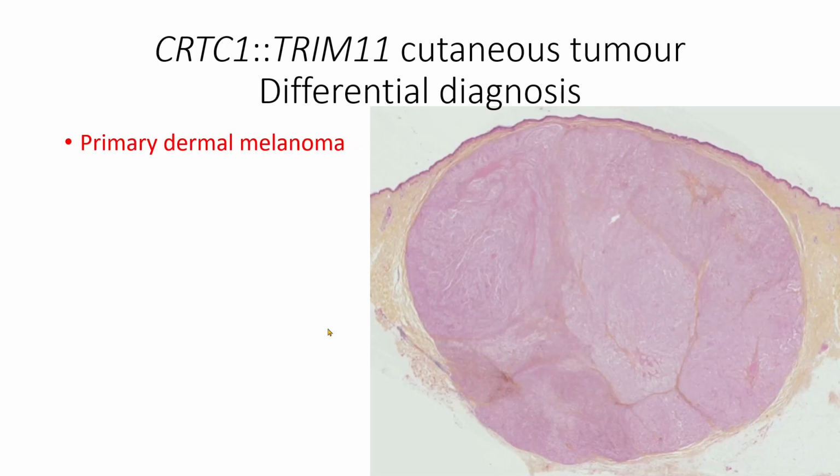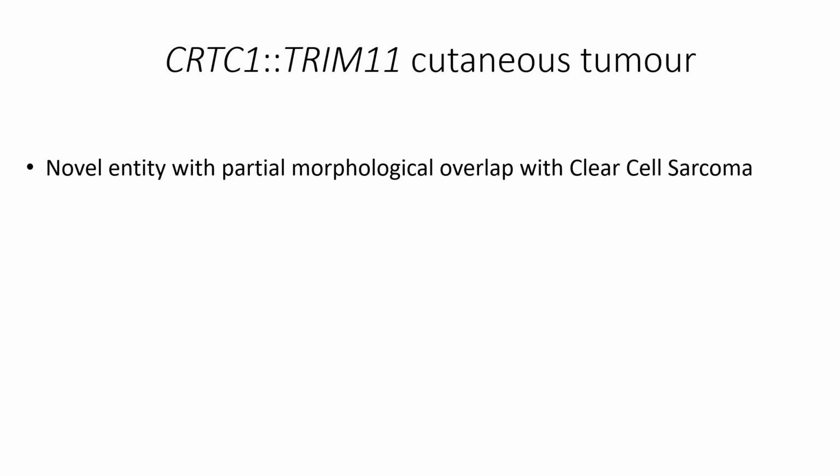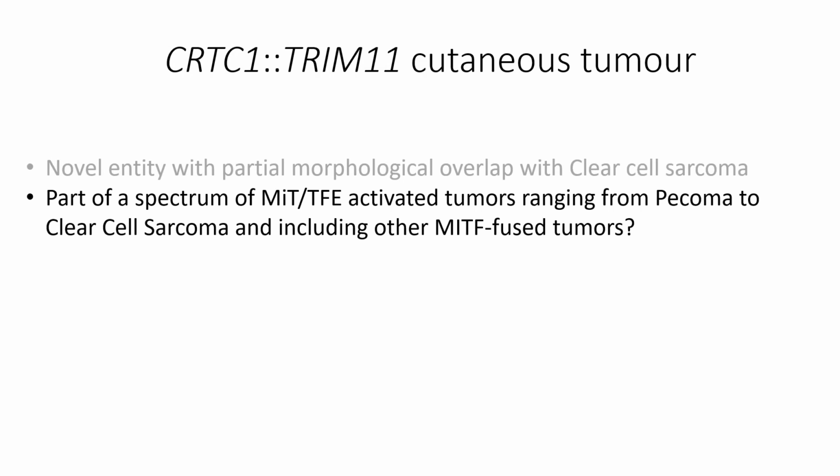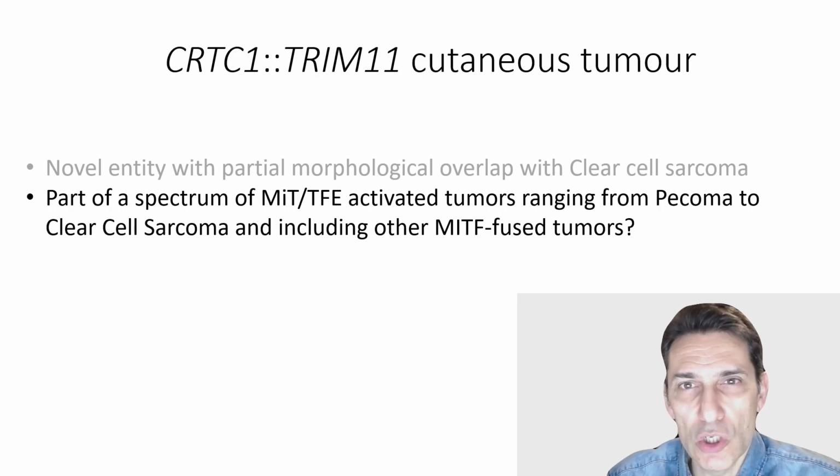So in short, the CRTC1-TRIM11 cutaneous tumor is a novel entity that has some partial morphological overlap with clear cell sarcoma. It's part of a spectrum that includes MiT/TFE activated tumors, and these range from PEComas to clear cell sarcoma and could include other MiT fused tumors. If you want to learn more about this tumor, please be sure to check out the presentation of multiple cases that is in a separate video.